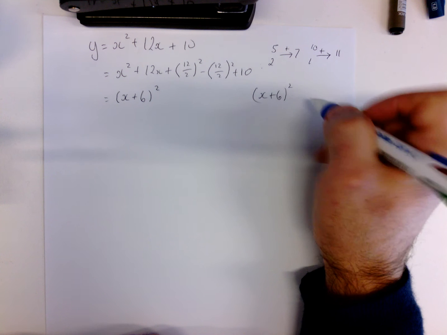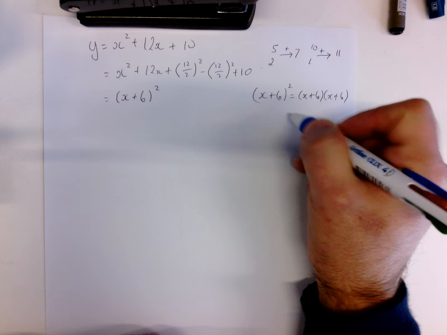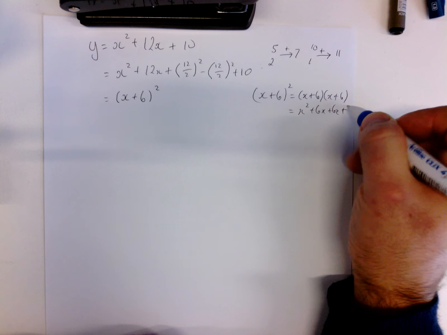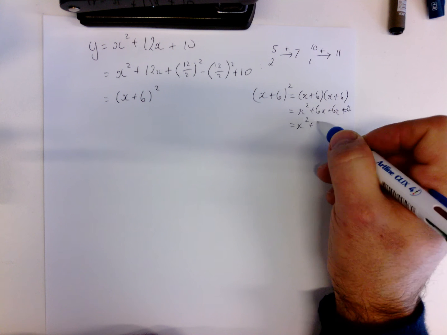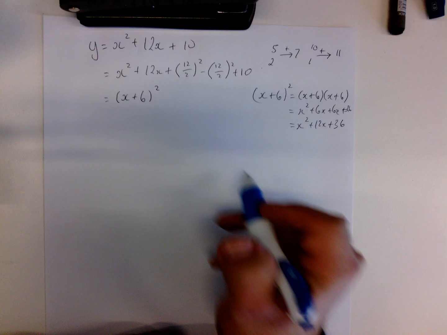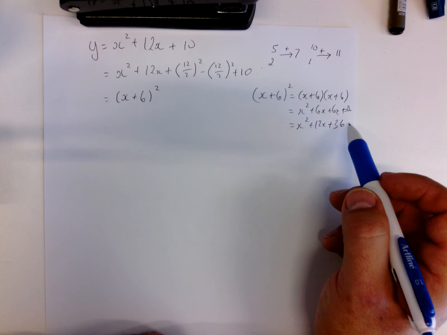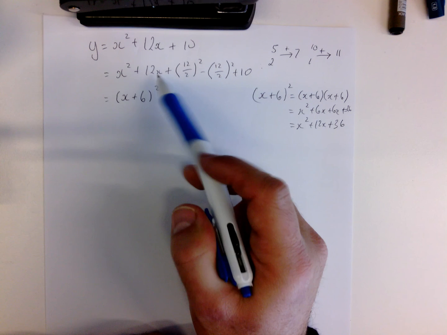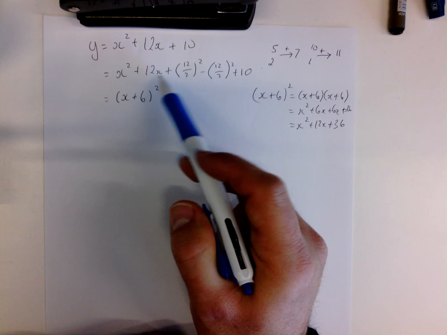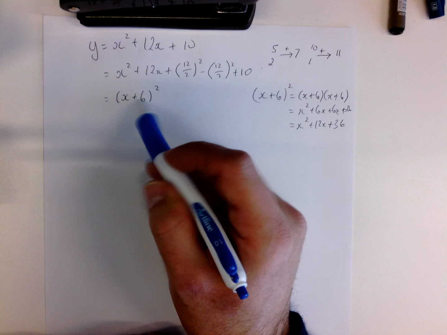expand x plus 6 squared, we would get x plus 6 times x plus 6: x squared plus 6x plus 6x plus 36, x squared plus 12x plus 36. And 12 over 2 is 6. 6 squared is 36. So we always divide the coefficient of x by 2 and square it, because the first three terms will always give us a perfect square in terms of factors.